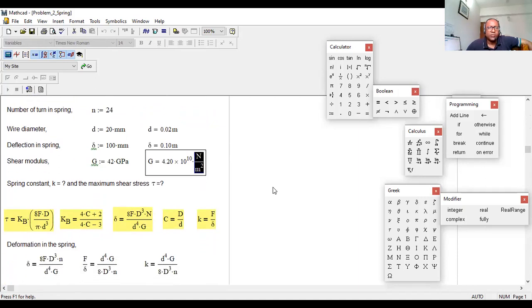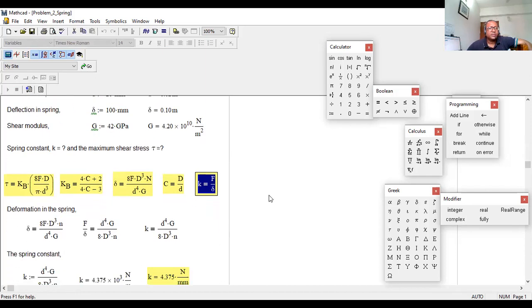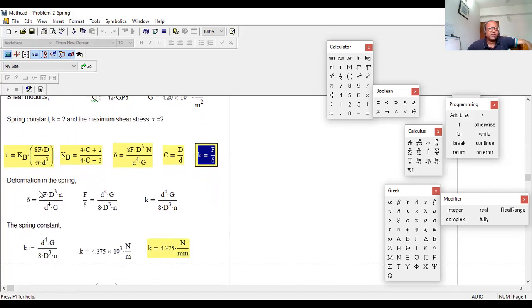Okay. Now tau equal to, you got this formula. KB, you know this formula. And this is the value of delta. You see, F is not given. Delta is given. If delta is given, then you can figure out the value of F from here. Also, you can figure out the spring constant. Spring constant equal to F by delta. So the deformation of the spring is this one.